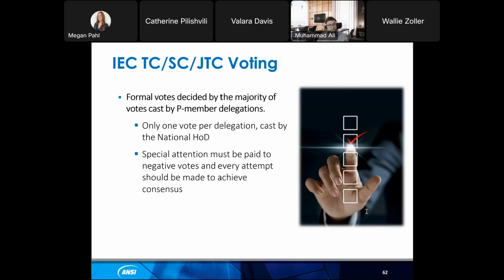Only one vote, as we noted earlier, per delegation, per country, is cast by the U.S. head of delegation in this case. And of course, pay attention to the negative votes, and every attempt should be made to discuss and see if a consensus can be achieved to resolve those negative comments. We move on to the next slide, please.